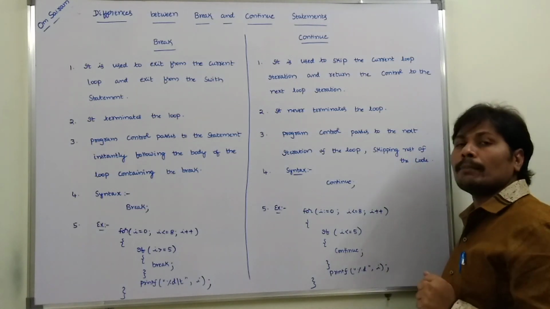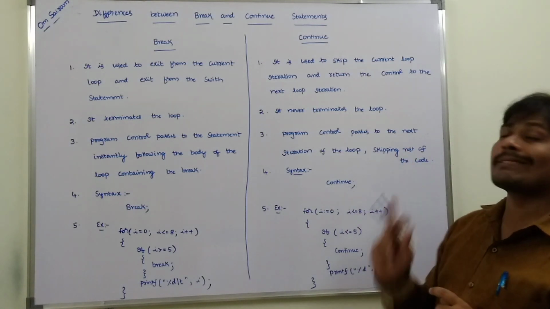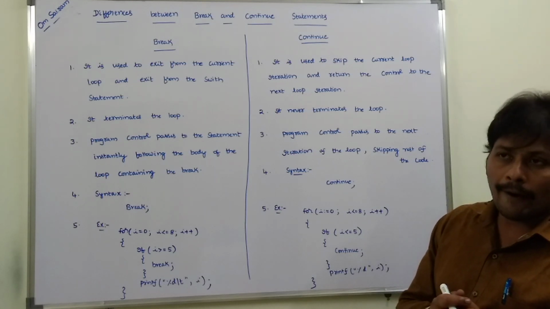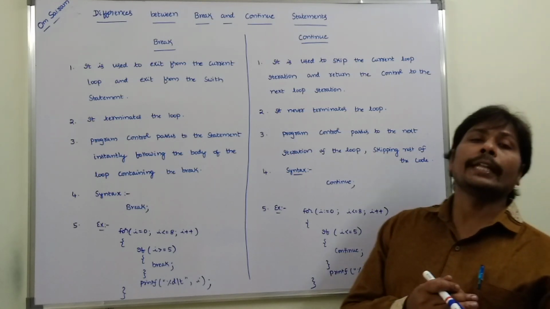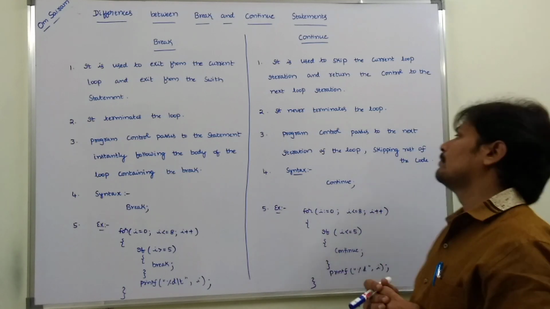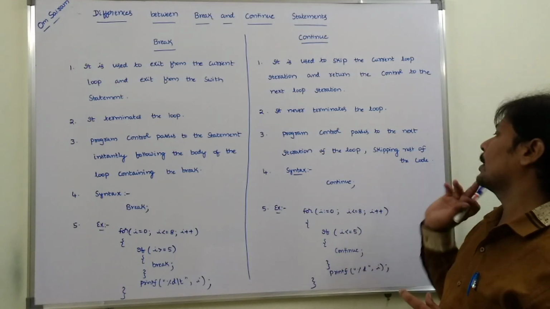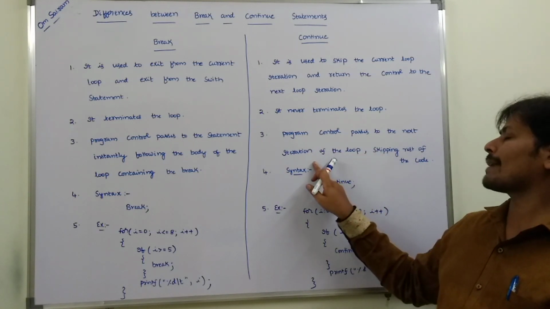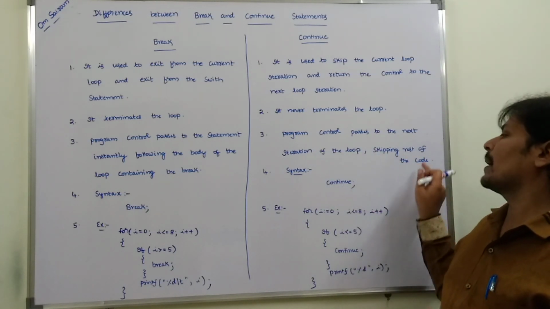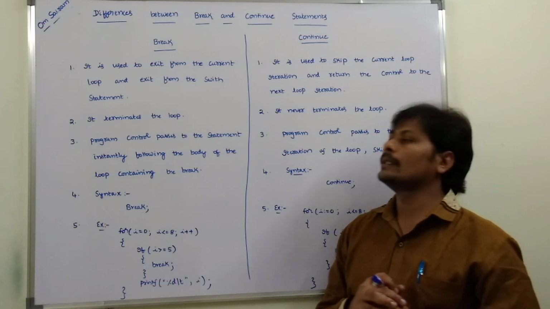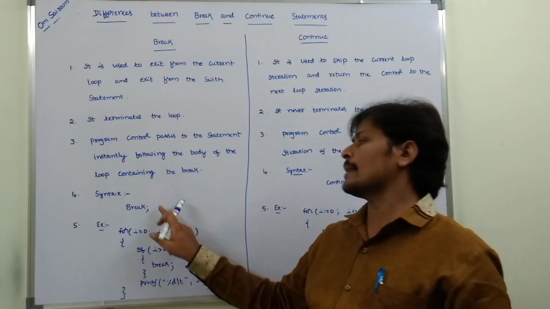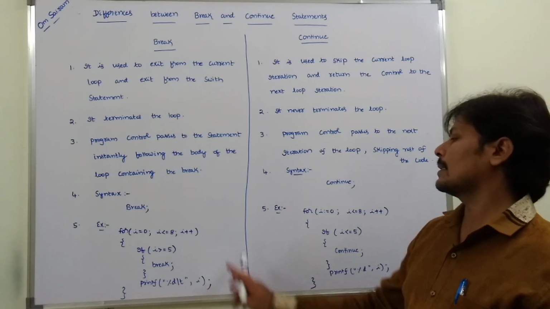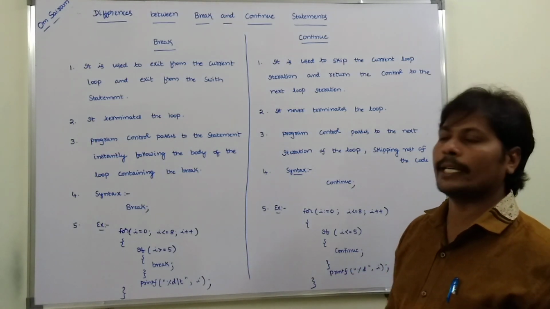Here, program control passes to the next iteration by skipping the statements after the continue keyword. So program control passes to the next iteration of the loop, skipping the rest of the code. Next, syntax is break. Here syntax is continue. Next, this is the example for break statement.